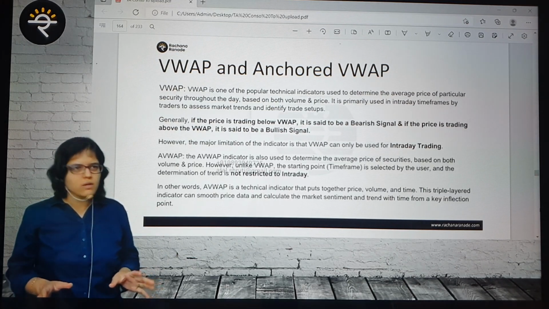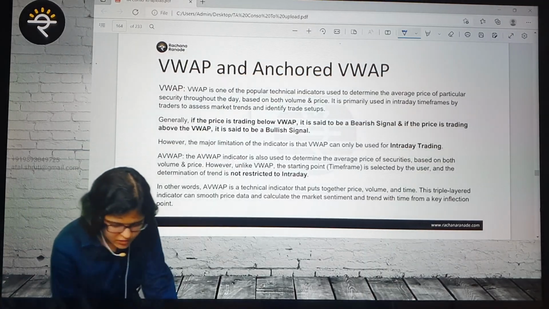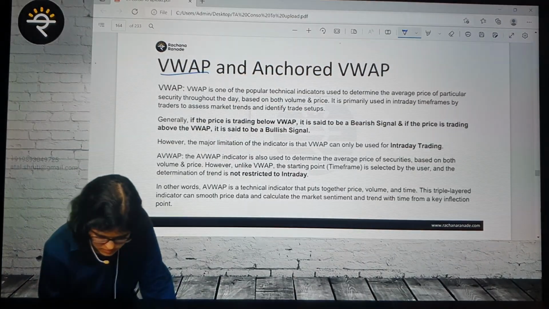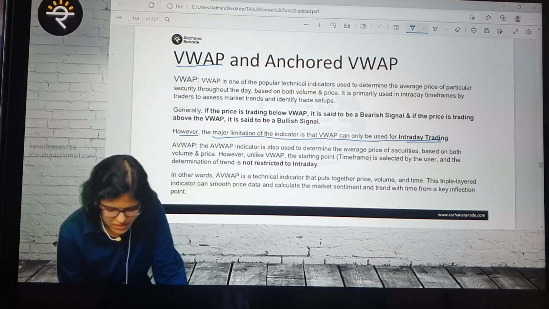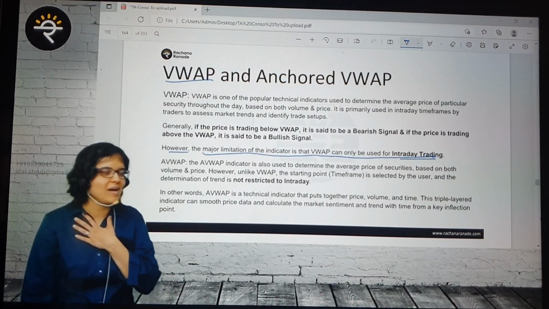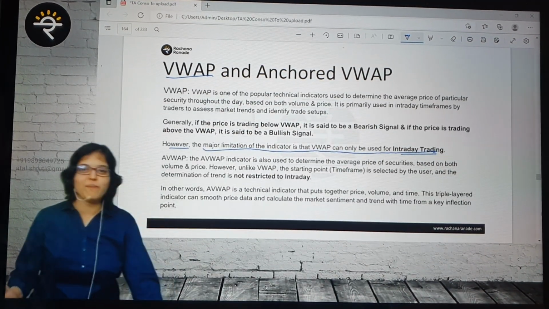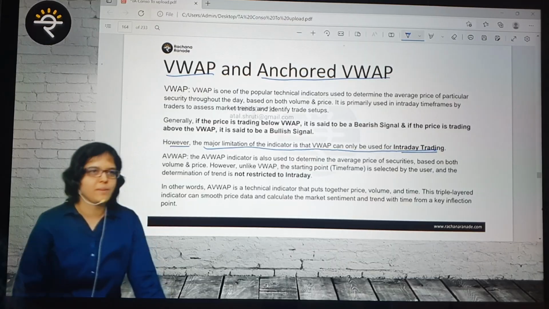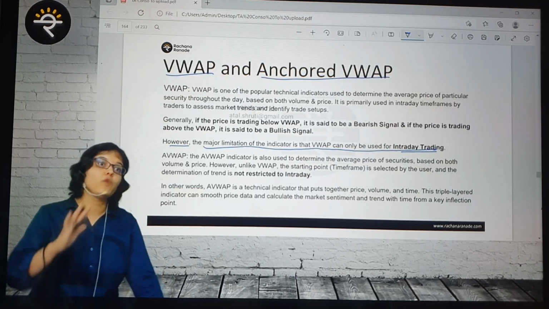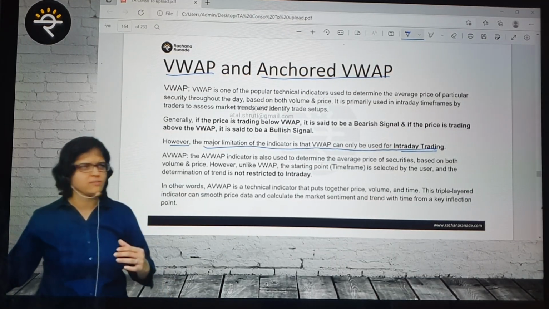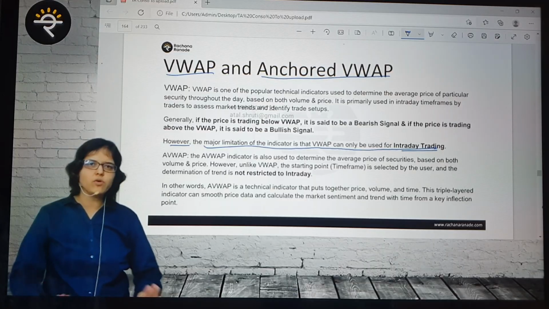Volume is clear? Okay. So VWAP is used specifically for intraday. However, the major limitation of the indicator is VWAP can be used only for intraday. It's a limitation because I might not be able to do an intraday trade. But instead of VWAP, I can also use an anchored VWAP. It's a VWAP only, but for not only intraday trades, for delivery trades as well. That's an anchored VWAP. We'll understand on TradingView how to place it.